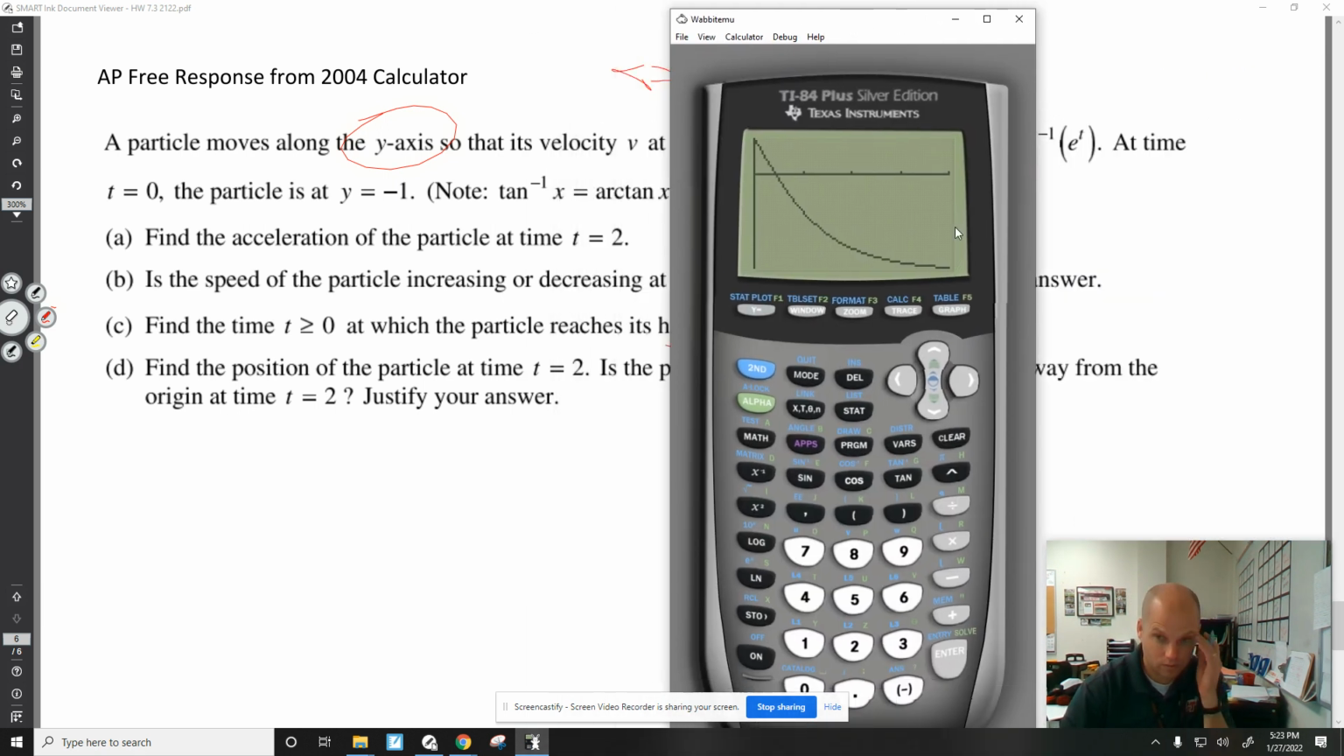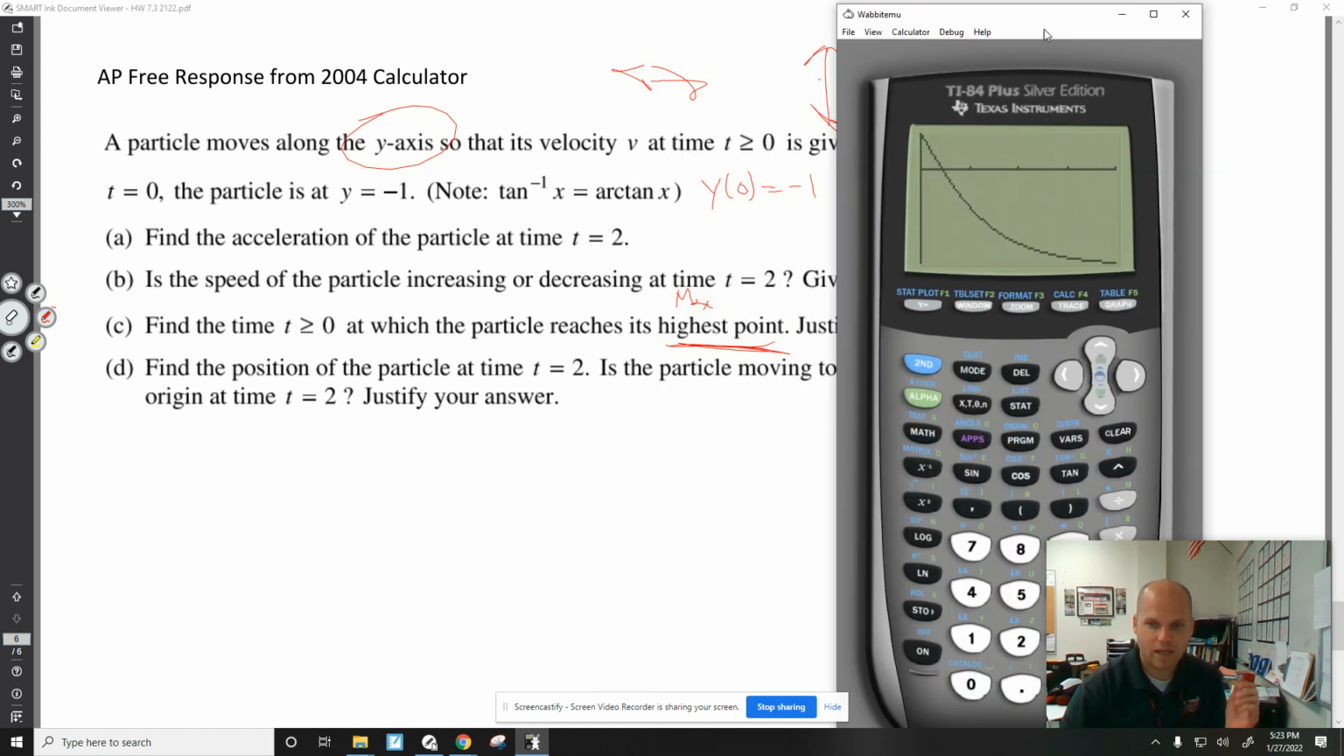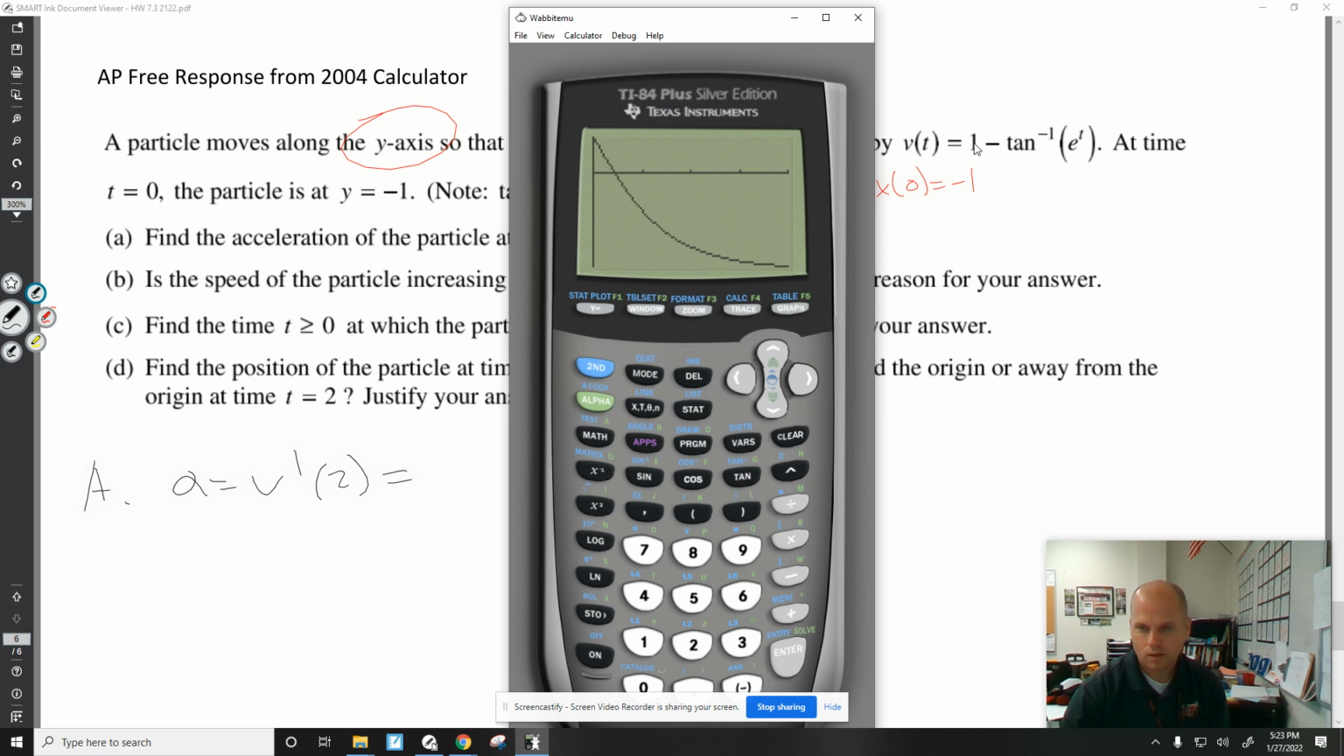Okay, the acceleration at time 2. Now remember, A is V prime. V prime at 2. I have V. How do you find the derivative? Well, you could try to take the derivative.